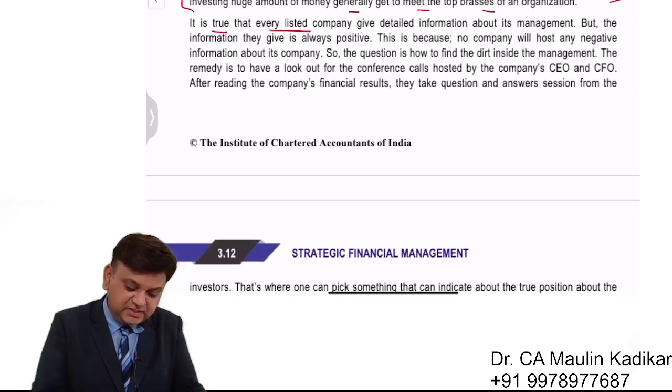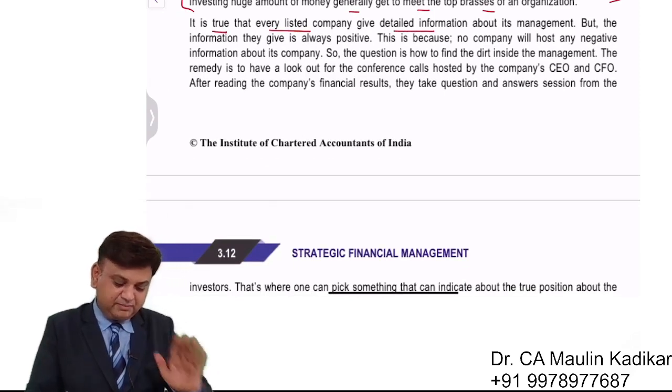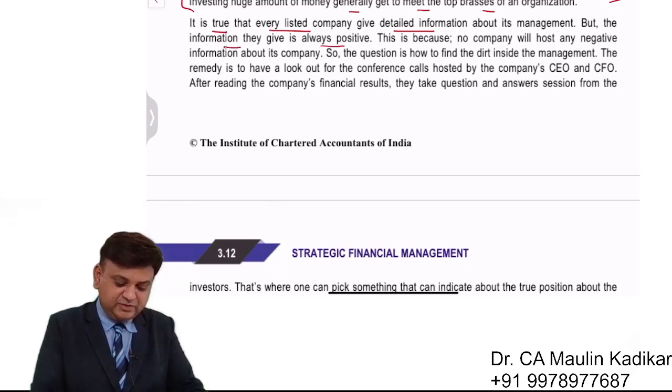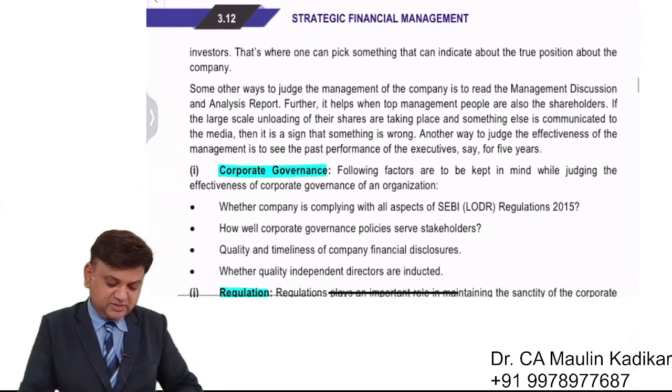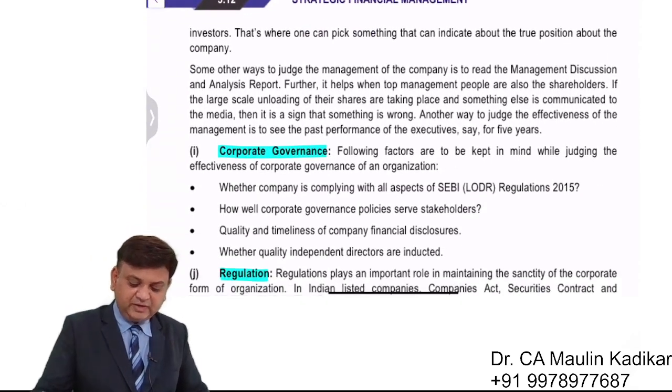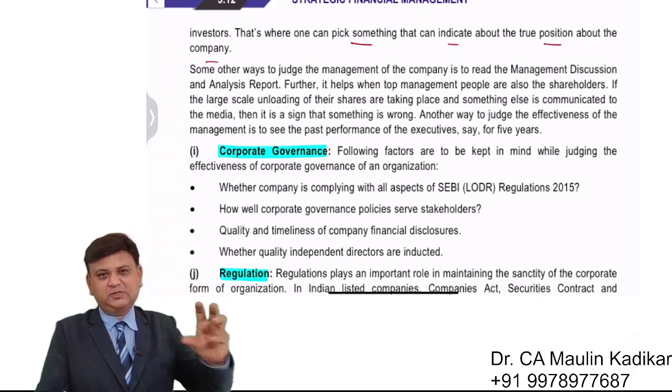It is true that every listed company gives detailed information about the management, but the information that they give is always positive. This is because no company would host any negative information about the company. So the question is how to find the dirt inside the management. The remedy is to look out for the conference calls hosted by the company's CEO and CFO. After reading the company's financial results, they hold a question and answer session with the investors. That's where one can pick up something that indicates the true position of the company. तो इन सबसे ऊपर से आपको अंदाजा लगाना है.